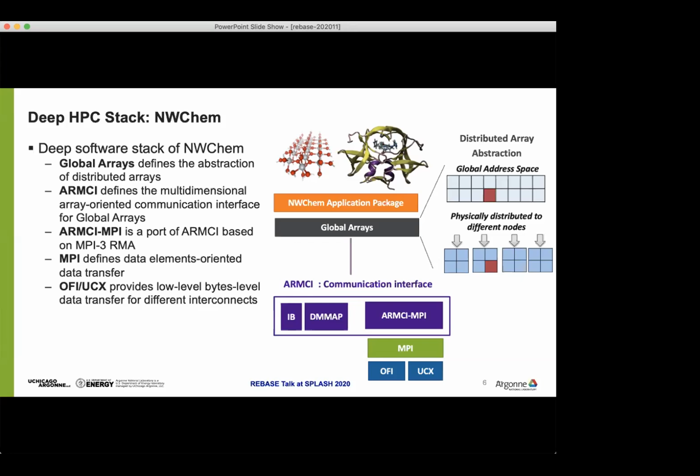And I can see the global arrays team, they are also trying to rewrite and optimize their code for exascale computing. They are adding more heterogeneous support in global arrays, for example.